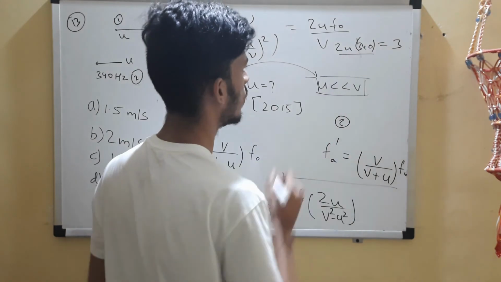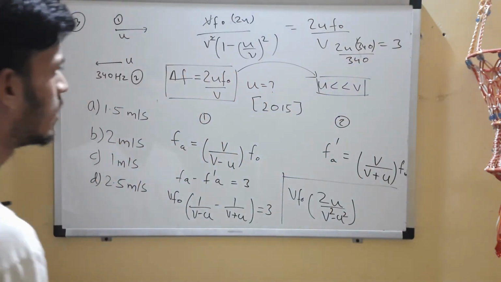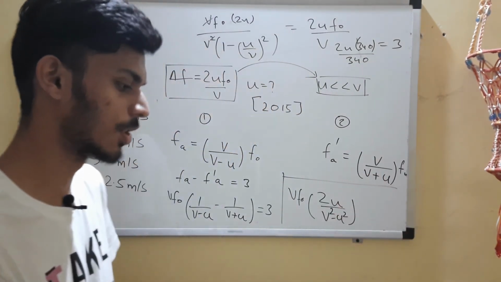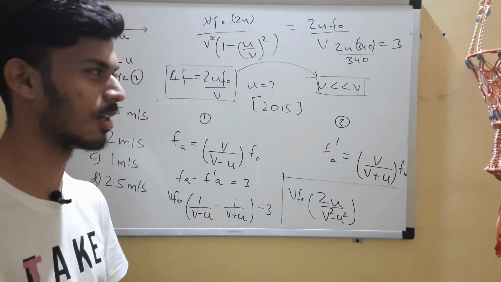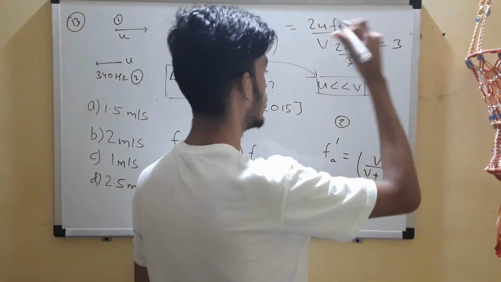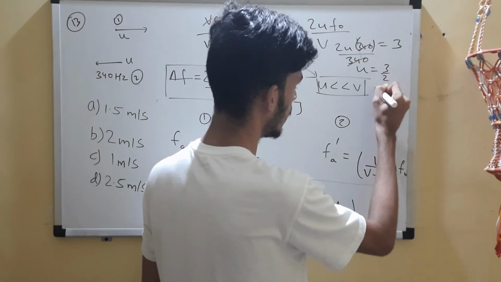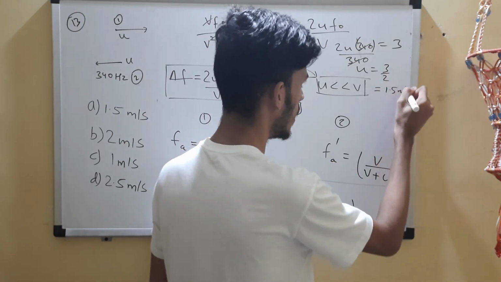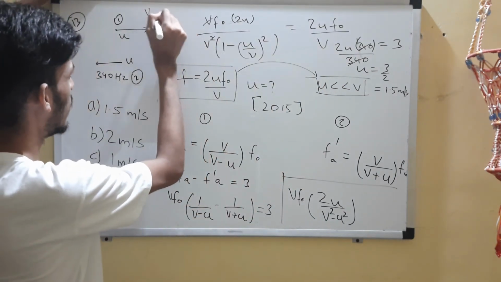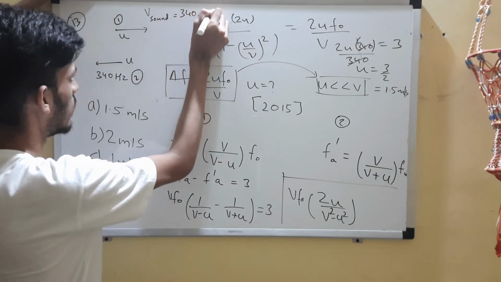Divided by the velocity of sound in air. So I can consider that as 340. Was that given in the question? I think it was given in the question that the velocity of sound in air is 340. So you can cancel this and you'll get that the velocity of the tuning fork is 3 by 2, which is 1.5 meters per second. Sorry if I didn't mention this. I think it was given that the velocity of sound is 340 meters per second.